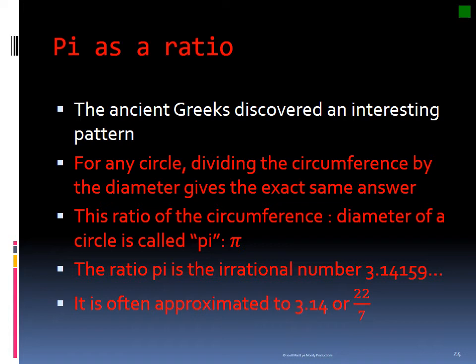So what we do is we approximate it, and we usually approximate pi to 3.14 or 22 over 7. Both of these are very close approximations of pi. So for most purposes, they work just fine.